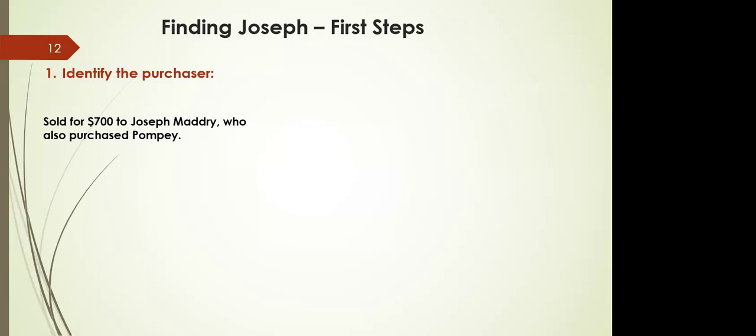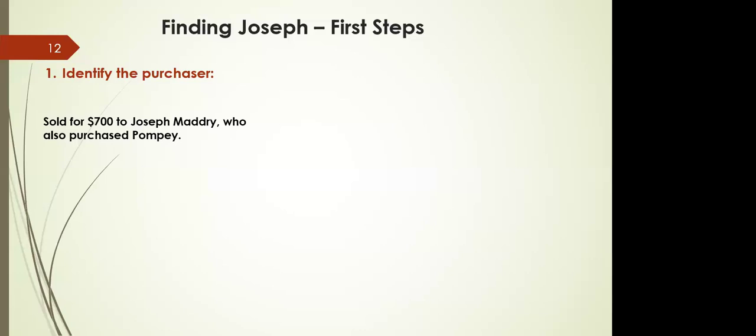So if that's your approach, that's absolutely fine. But what I did first is tried to find a purchaser who I had a name for. He sold for $700 to somebody named Joseph Madry, and that person also purchased Pompey. The reason that was helpful to me to know is because Pompey was the highest valued individual enslaved person in the Blunt estate. He was sold for $1,300 by himself. So that told me that Pompey was probably a man in his prime age for work.